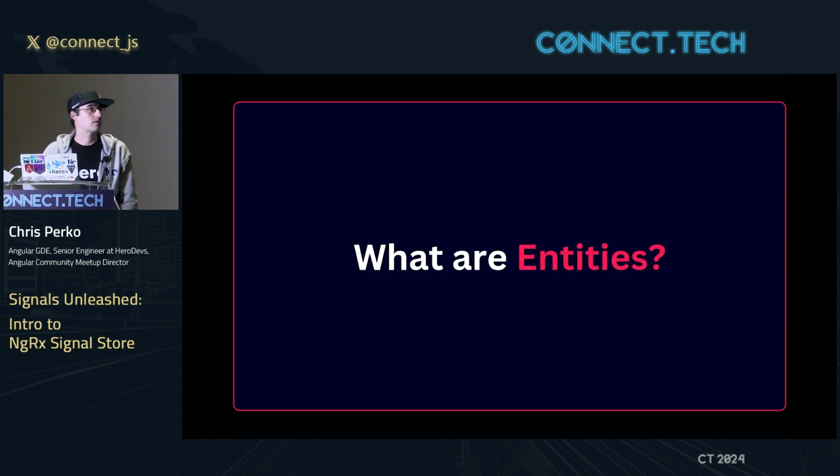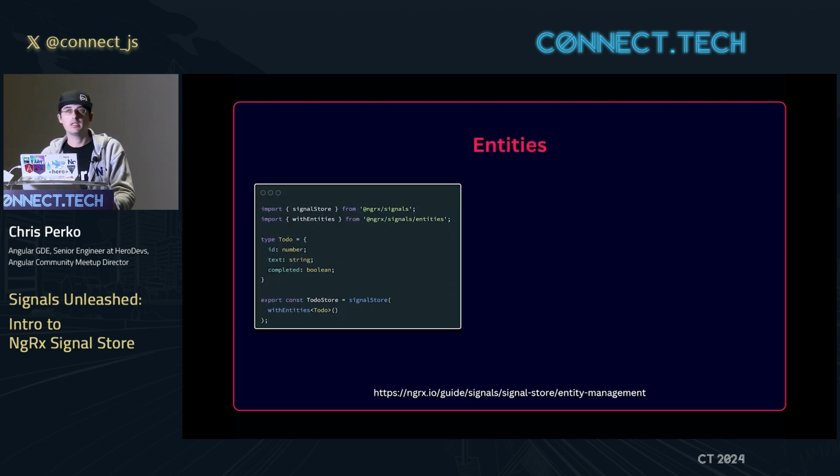So entities are a really cool feature of signal state. Everything I've shown up to now, you can just do with signals inside of a service. But you get some extra goodies when you work with NgRx. So entities allow us to work with collections like we are with our items. So let's say we have a list of to-dos. Everybody builds to-do apps, right? And instead of saying withState and giving it an array of to-dos, we can say withEntities and give it a type of to-do.